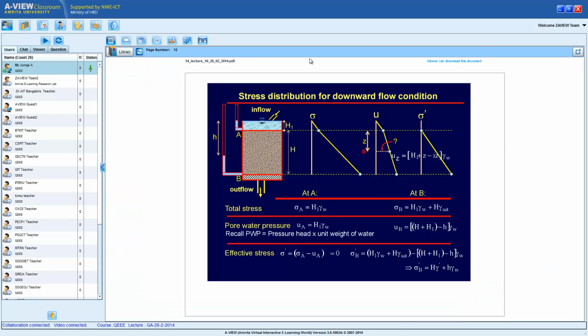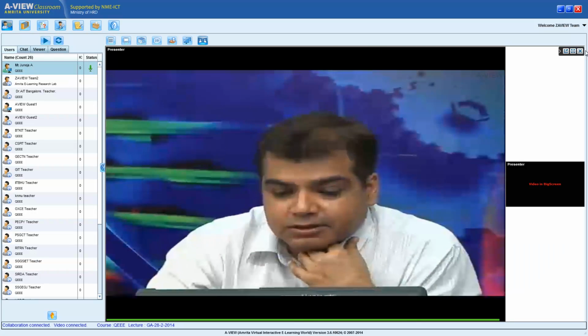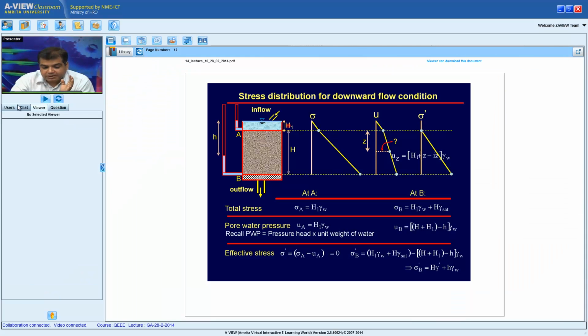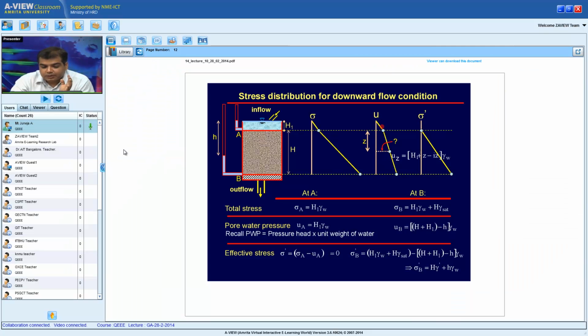Okay. Now, if there was no flow condition, pore water pressure would have been, apologize, this is H1 plus Z times gamma W. However, because there is a downward flow, I have H1 plus Z, which was the original case, and I have a minus of small h gamma W. Now, instead of small h, I have written iZ. If you look at this carefully, iZ is in fact the same as small h.